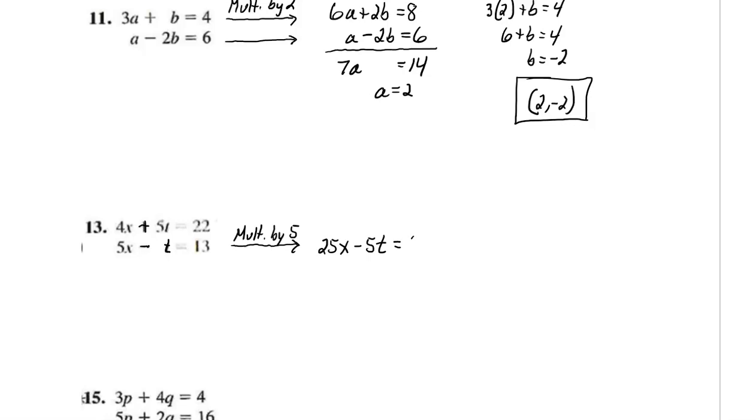13 times 5 is 65. Rewrite the first equation with no changes. And now observe that the t terms are opposites. So we can add together, creating 29x is equal to 87, and then divide by 29 on both sides, getting x equals 3. Now use substitution to get the answer for t. I'm going to use the second equation.